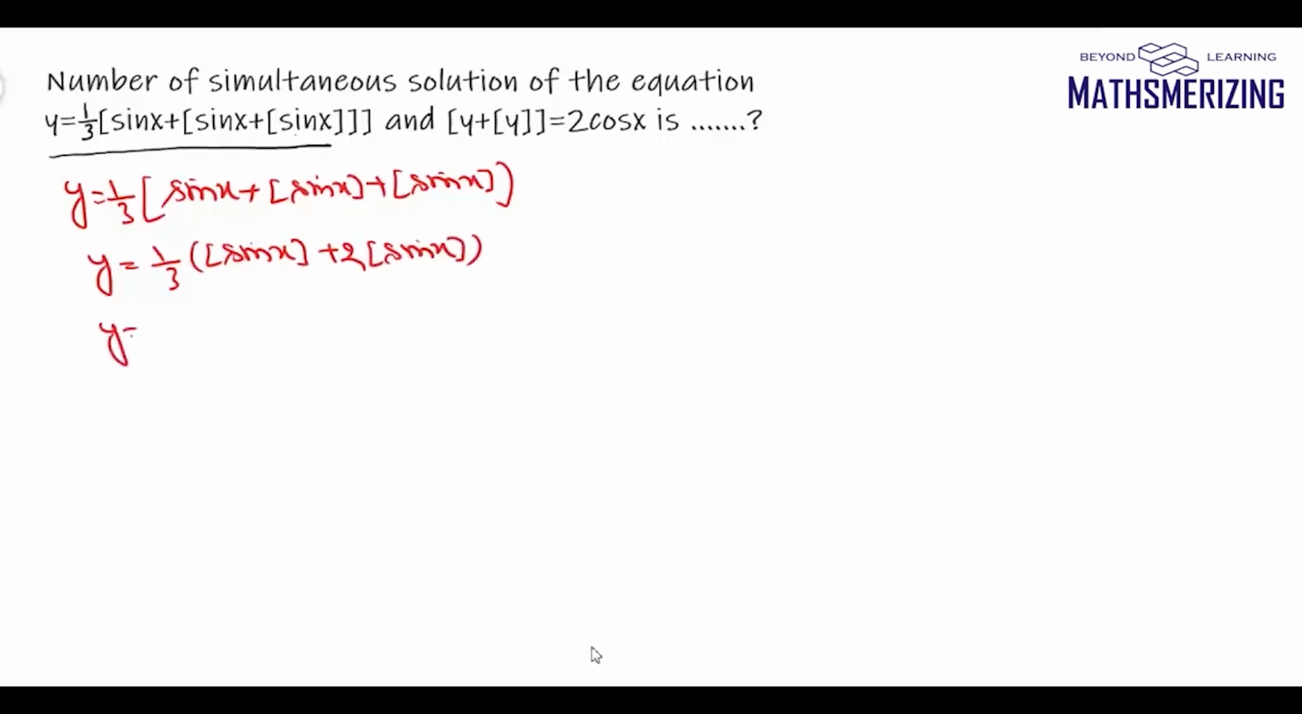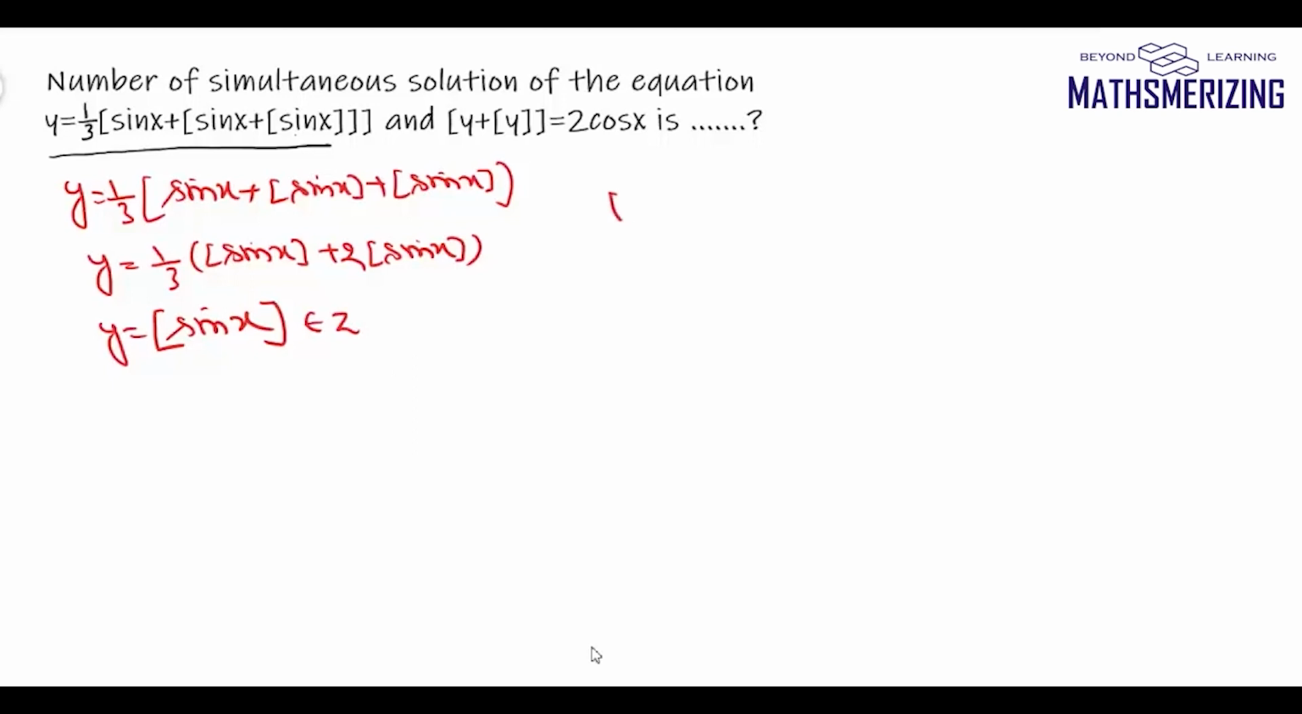So here 3 and 3 will cancel. So this equation is simply y is the greatest integer function of sin x. Now we need a simultaneous solution of the equation. So from here I can simply say this y, it is an integer.